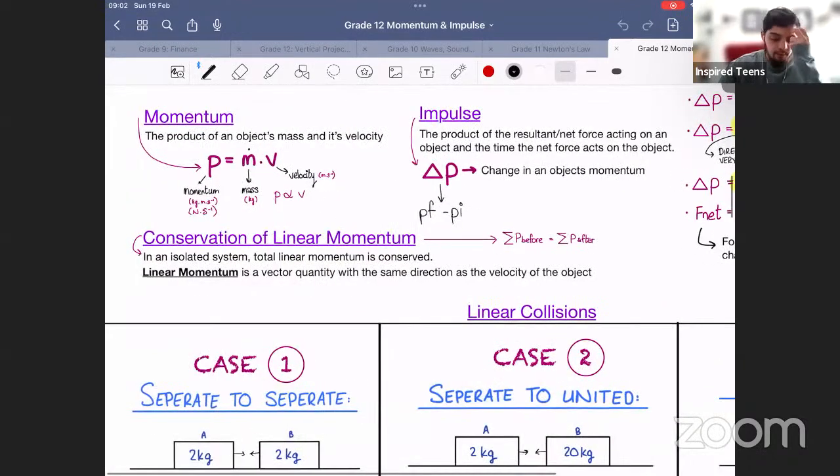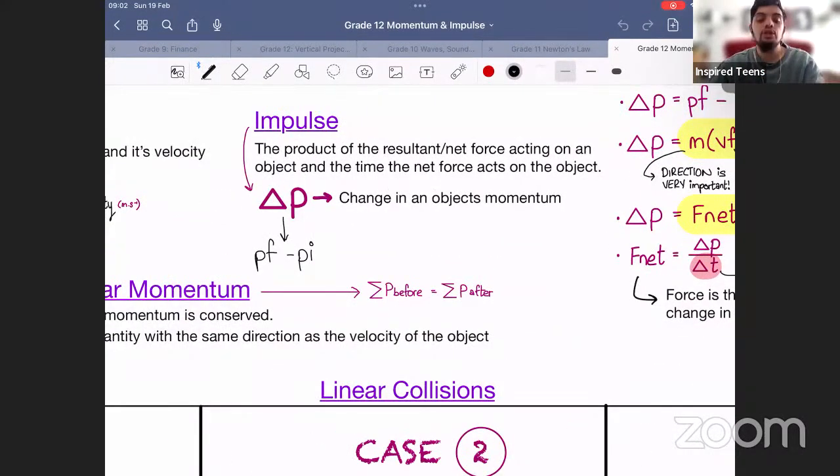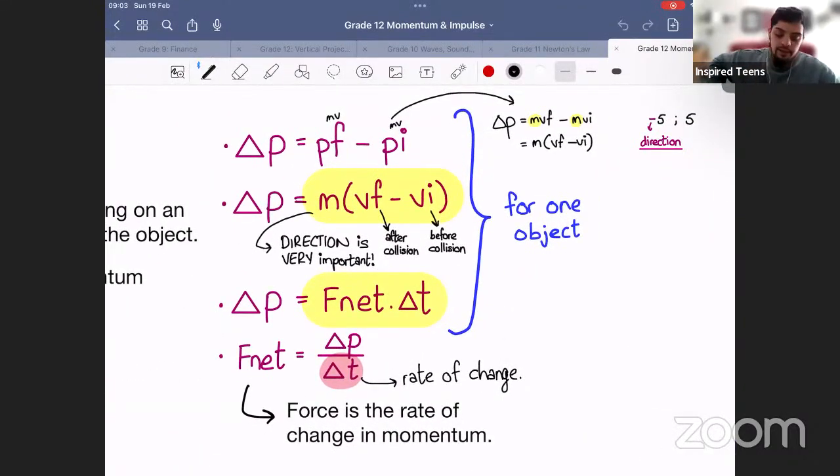Remember, we learned that momentum is the product of an object's mass and its velocity. Momentum is represented by the variable p, so it's m times v, mass times velocity. Then we discussed impulse, which is delta p, the change in an object's momentum. Anything that has delta is always final minus initial. So delta p is p final minus p initial, and delta p is also equal to m times (v final minus v initial).